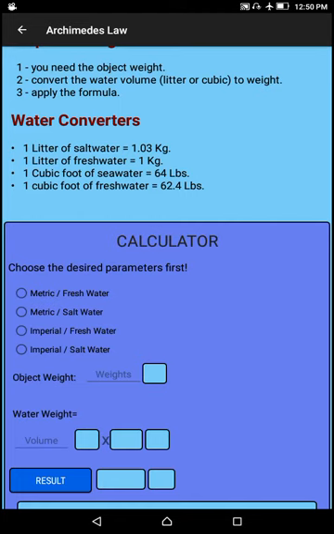The question is: you have an object that weighs 180 kilograms and displaces 100 liters of sea water. We need to recover that object to the surface. Okay, so I understand now that I'm using kilograms and liters, which means the metric system. The object itself is in sea water, which means salt water. Remember, choose the desired parameters first. So I know it's metric salt water, I choose it.